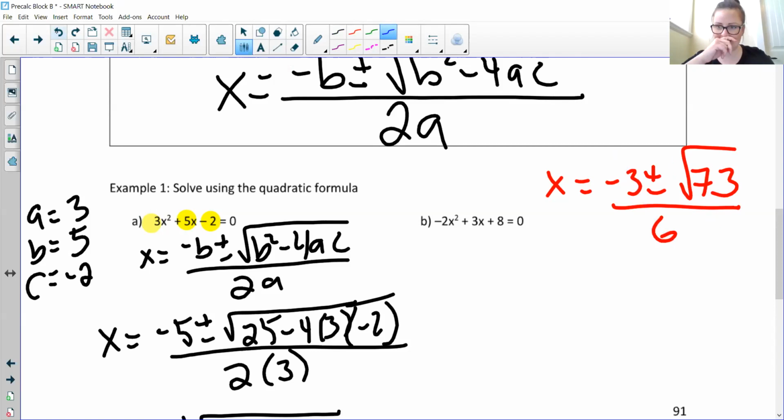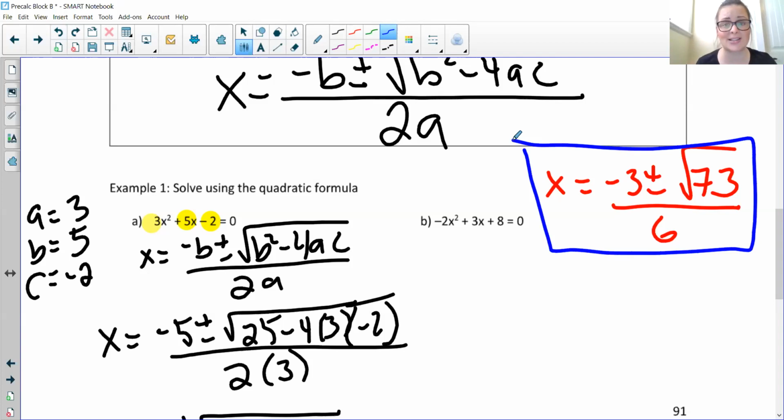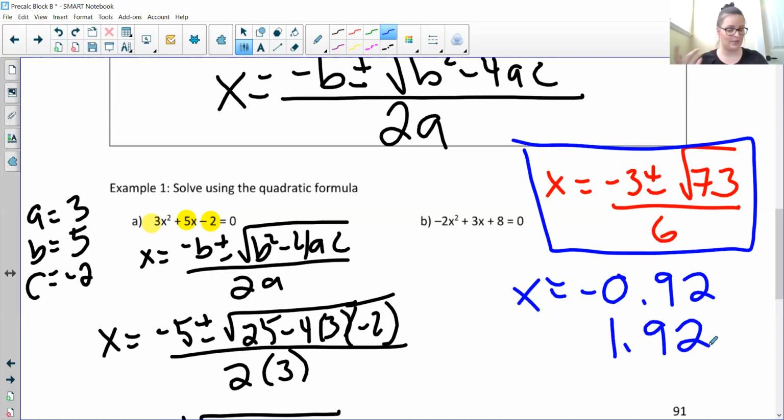Okay, so this is it. 73 is a gross prime number, so it can't be done any further. So if it was asked for the exact value, this is your answer. If it asked you for a value, you could then plug it into your calculator and you will get negative 0.92, and you'll also get 1.92 as your two values. Okay, so there's two possibilities there. Remember to read the questions carefully. When we ask for exact values, there's no plugging into your calculator and rounding off. If you round off, it's no longer an exact value. Okay.